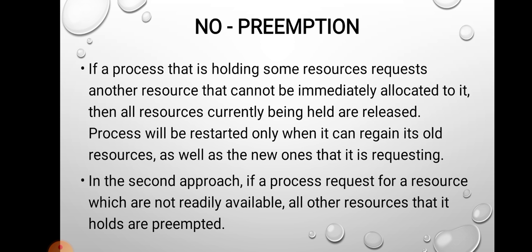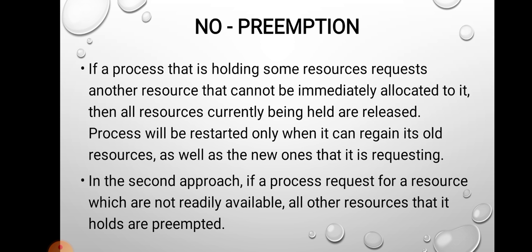So what is preemption here? Preemption means that in the middle we are pausing or stopping the process execution. So we have to prevent it. If for a certain reason we are stopping that particular process execution, that is nothing but preemption. If the process is stopped like that, then deadlock is going to occur, okay.